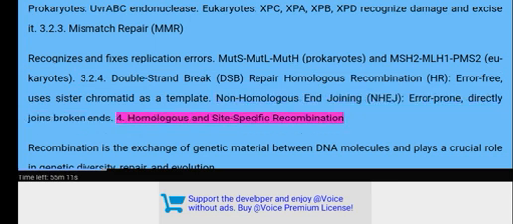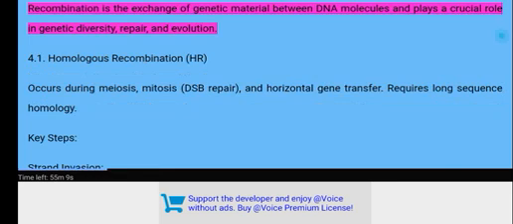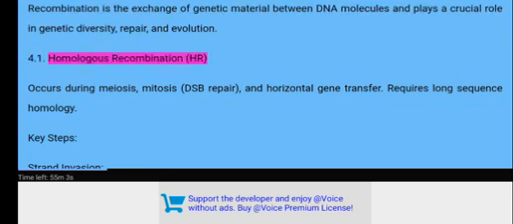4. Homologous and site-specific recombination. Recombination is the exchange of genetic material between DNA molecules and plays a crucial role in genetic diversity, repair, and evolution. 4.1. Homologous recombination, HR. Occurs during meiosis, mitotic DSB repair, and horizontal gene transfer. Requires long sequence homology. Key steps.